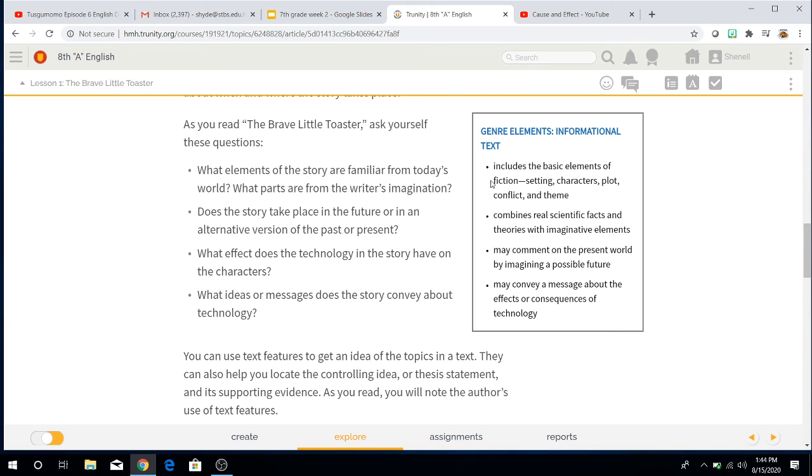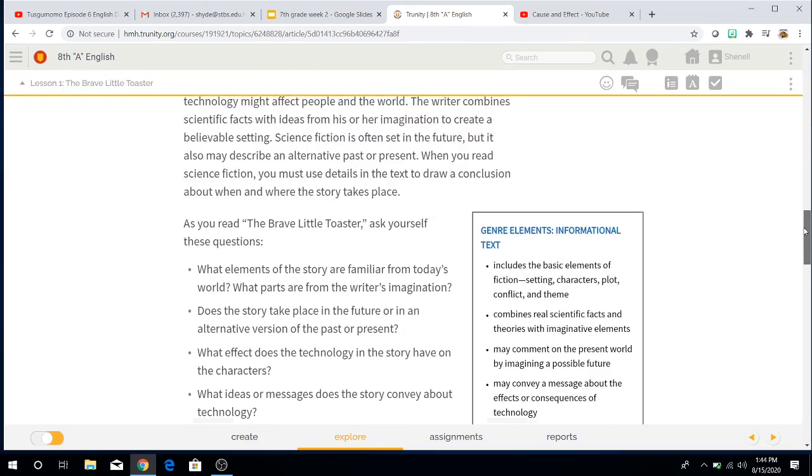Includes the basic elements of fiction: setting, characters, plot, conflict, and theme. Combines real scientific facts and theories with imaginative elements. So here's what I just said, right? There is science in there, even though there are also other ideas, like parts of imagination. May comment on the present world by imagining a possible future, and may convey a message about the effects or consequences of technology. So these are a couple of things you'll find in this genre.